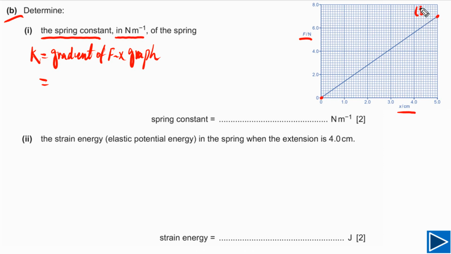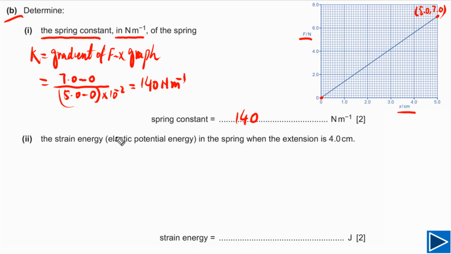Let's write down the coordinates of this point. So the coordinates of this point are 5.0, 7.0. Now we can find the gradient, which is equal to 7.0 minus 0 divided by 5.0 minus 0, but this is in centimeters, so we have to multiply by 10 to the power of negative 2. If we solve this, our final answer will be 140 newtons per meter. So this is our final answer. Let's move on to the second part.